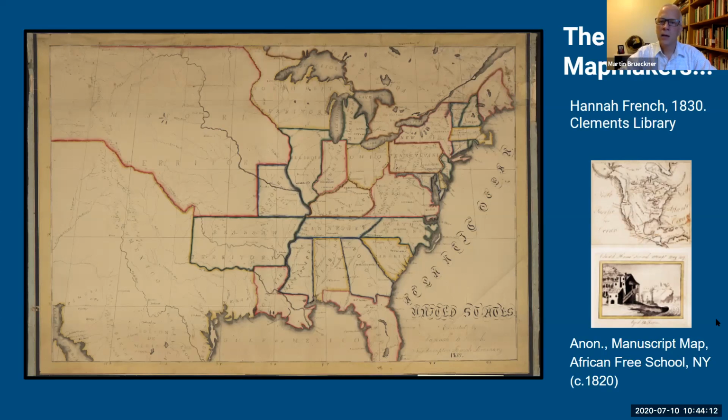And as a smaller image, I wanted to show you also the manuscript map that was produced in the African Free School in New York City in circa 1830 or 1820. Actually, my slide just cut off, so I couldn't see the date. I think 1820. And just to give you a sense, this was an exercise that was really carried out across the classes and across the type of people that we usually imagine don't have access to maps and cartography.